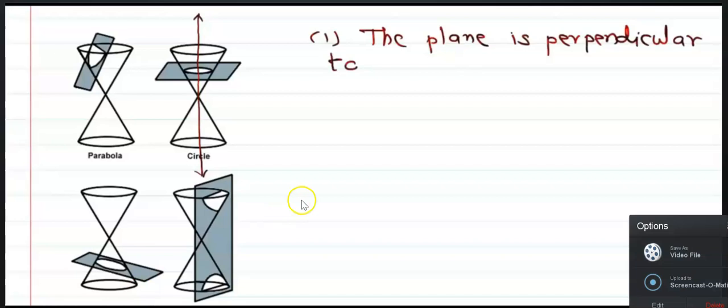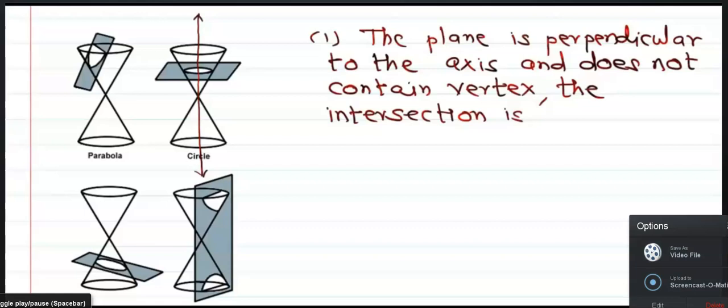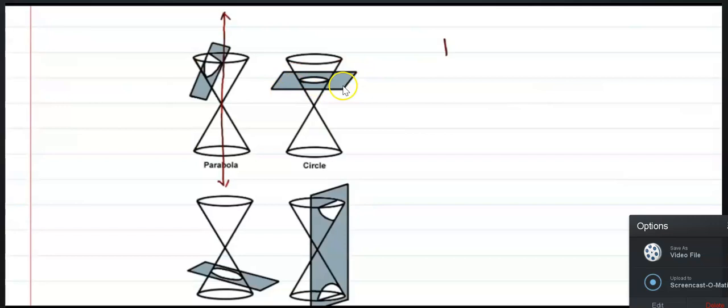And after getting that upper nappe and lower nappe, if we take their sections, if we cut with the plane, and the position of the plane is like this, the plane is perpendicular to the axis and does not contain the vertex, then the intersection is called the circle. Now see here, this plane we have taken intersects the upper nappe and the vertex does not come in it. Then if you take their intersection, you will get the circle. Very interesting.